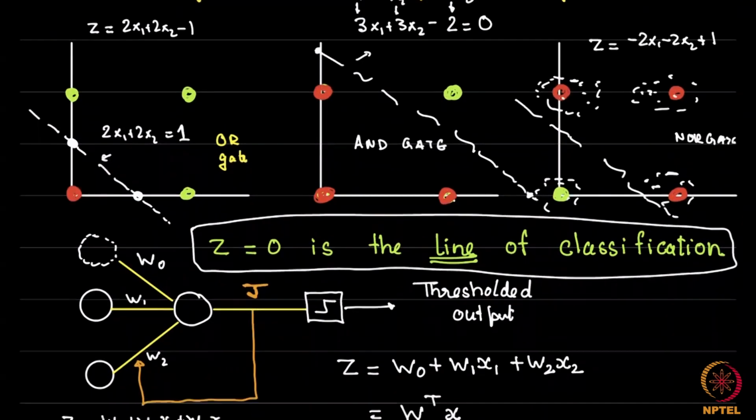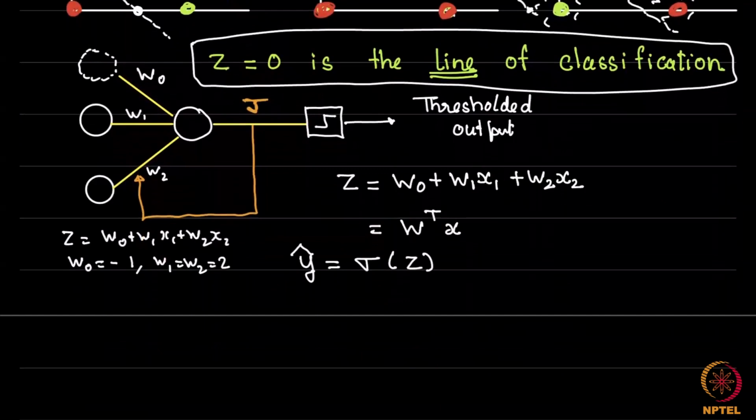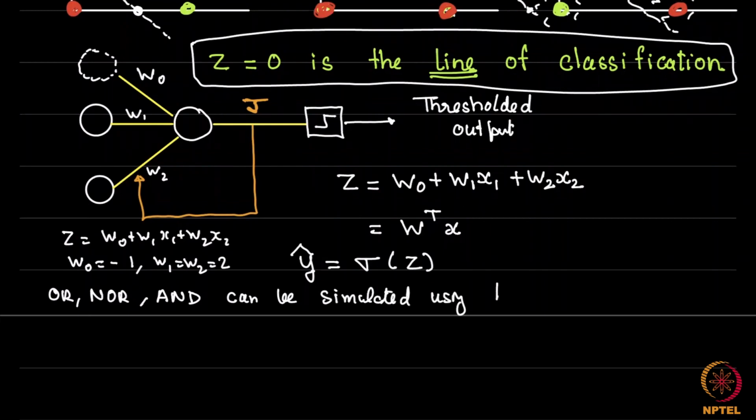So why all this exercise? The reason is that each of OR, NOR, and AND can be simulated using logistic regression. As I told you, allowing a simulation of elementary gates allows us to simulate more complex logic. This was the basic historic idea why people looked at this.